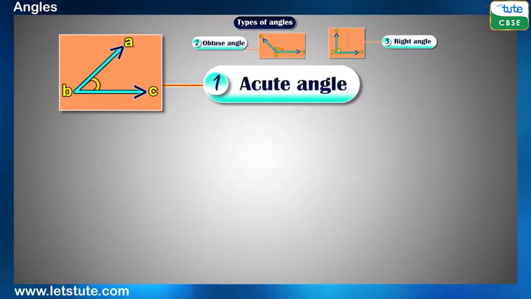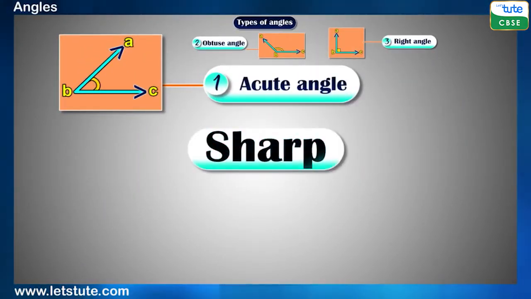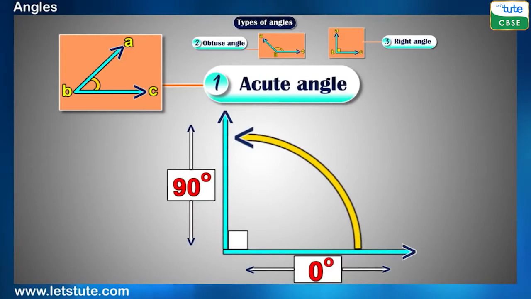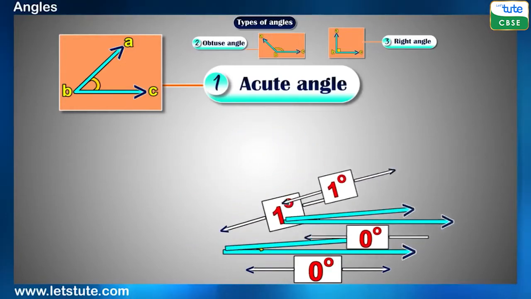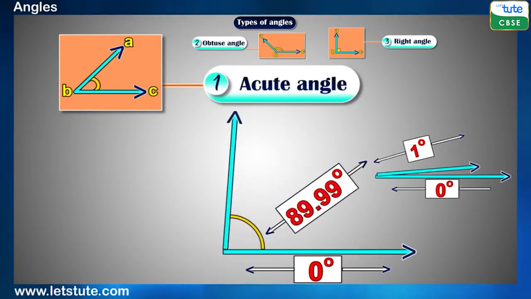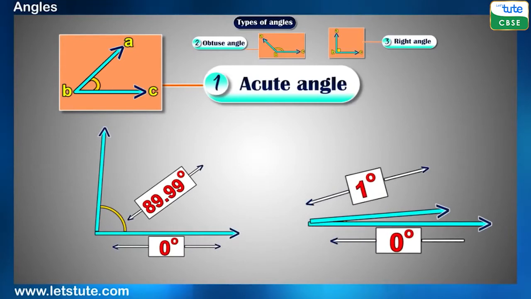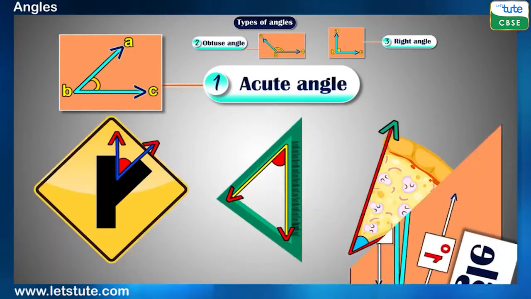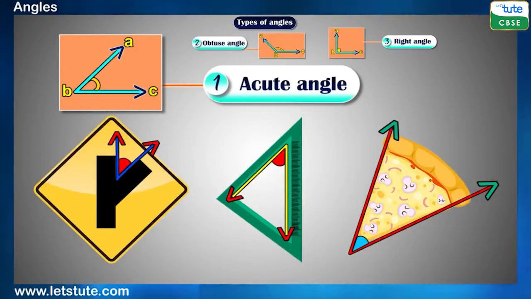Acute angle, where acute means sharp, and these angles measure anything between 0 degrees and 90 degrees. Well, an angle which may have a measure of 1 degree or maybe 89.99 degrees, but both will be acute angles only. And surely we must have observed them in various such places.